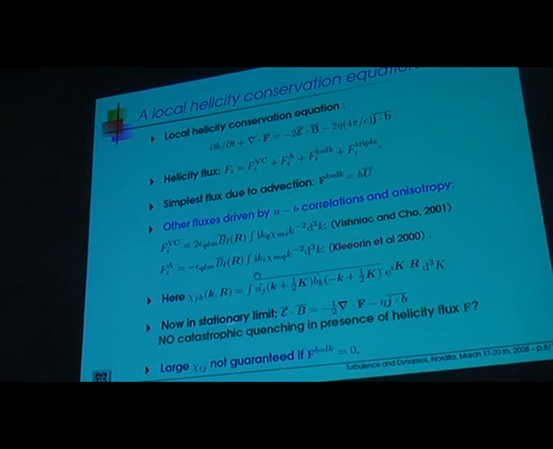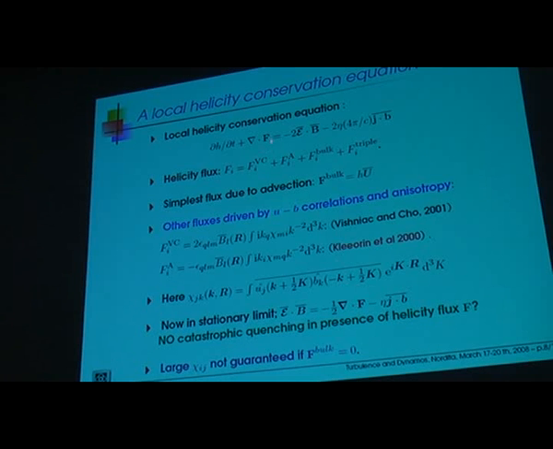Okay, so that is this part here, that now in the stationary limit, the parallel component of the turbulent EMF is no longer just this term here, there should be a 4 pi by c here, but there can also be a divergence of flux. And so you hope that there is no catastrophic quenching in the presence of this flux.